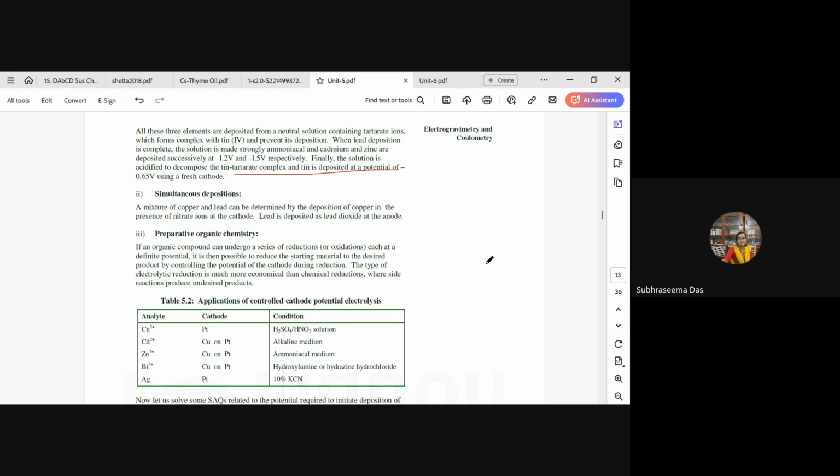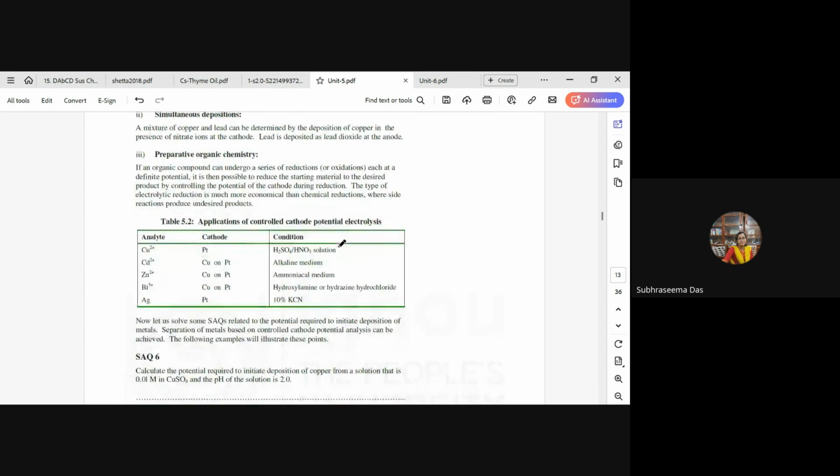It is also used in preparative organic chemistry. If there is any organic compound which undergoes a series of reductions or oxidations, each at a particular potential, then it is possible to reduce the starting material to the desired product by controlling the potential of the cathode during the reaction. In table 5.2, the applications of controlled cathode potential electrolysis have been tabulated.